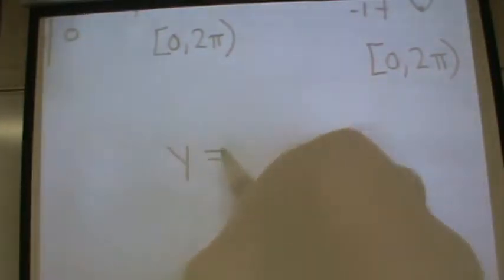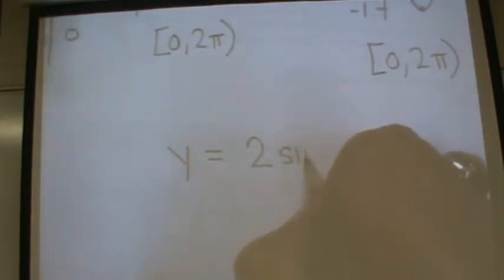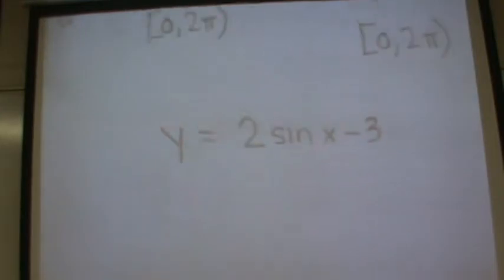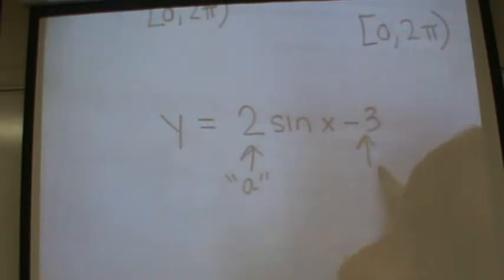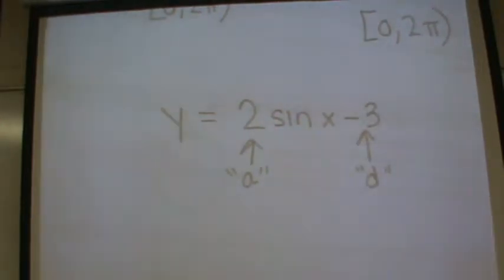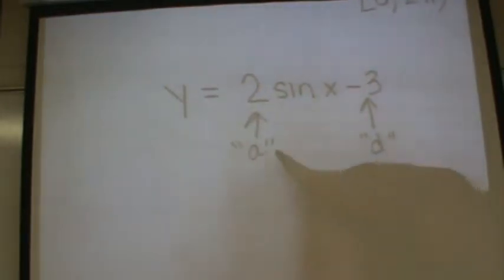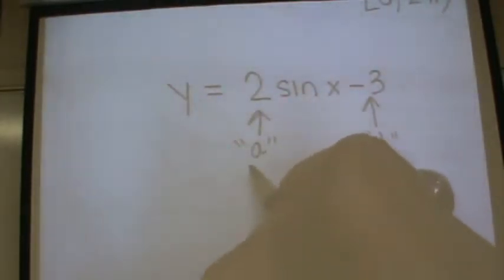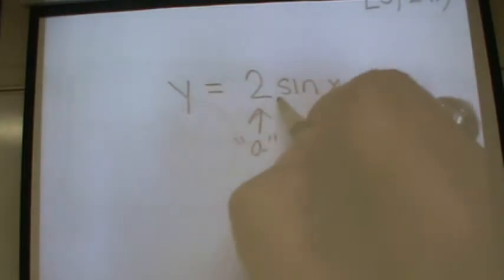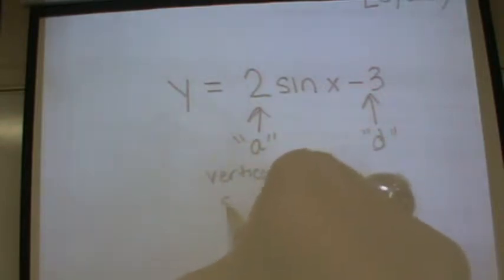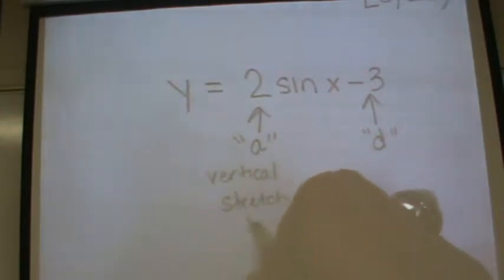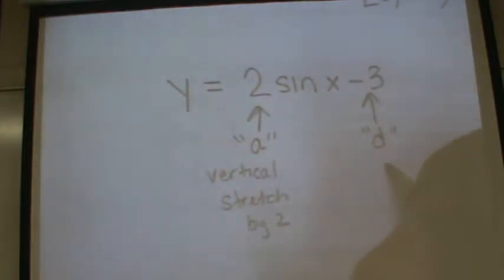So yesterday, or actually Friday, what we looked at was stuff like this. We called this the A value, and we called this the D value. Do you remember what each of these did? What did A do? Stretch the graph. It vertically stretched it. We called this the amplitude. This was a vertical stretch by a factor of 2. And what did this D value do? Move the x-axis down. Yep, up or down. This one would go down 3.